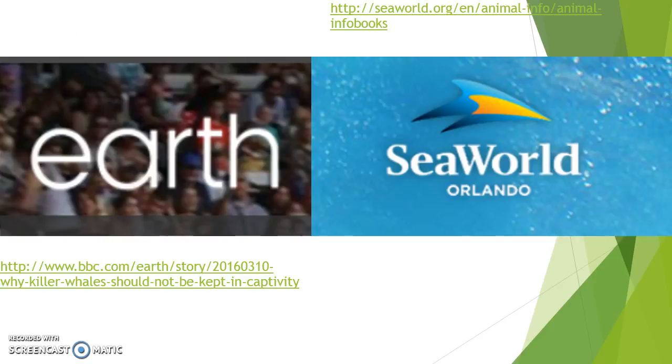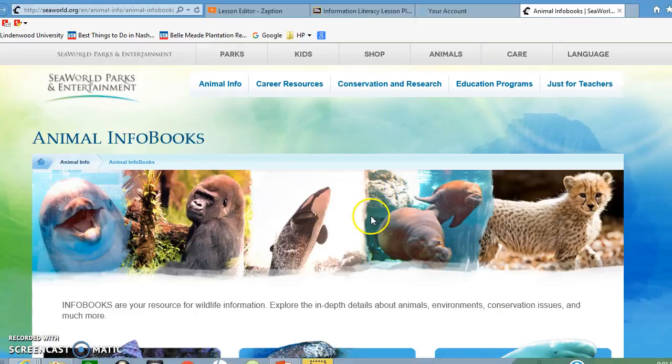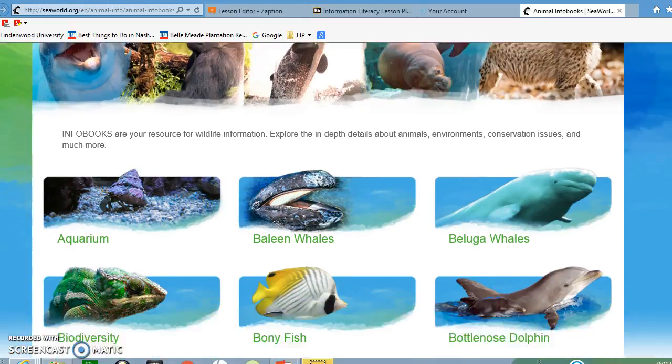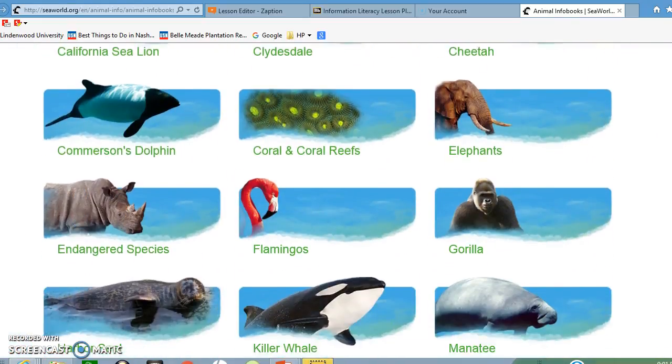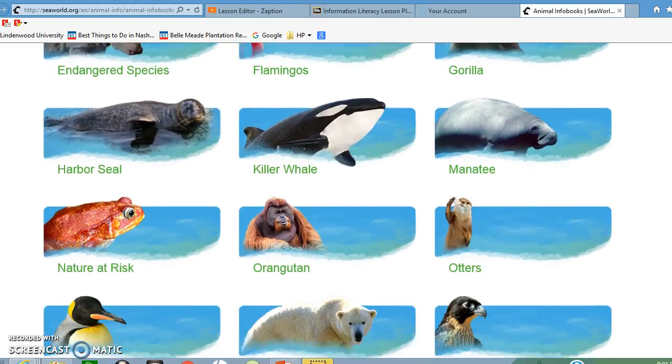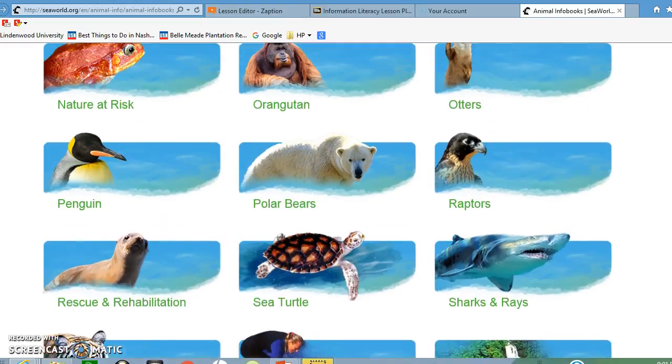So let's look at two websites just to go through it together. I'm choosing to go through SeaWorld, which is one of mine in the animal information book. One reason why I wanted to do this one is because it also shows several animals, to give you an idea of what animals you want to research. So we've got a few listed there for you to look at.